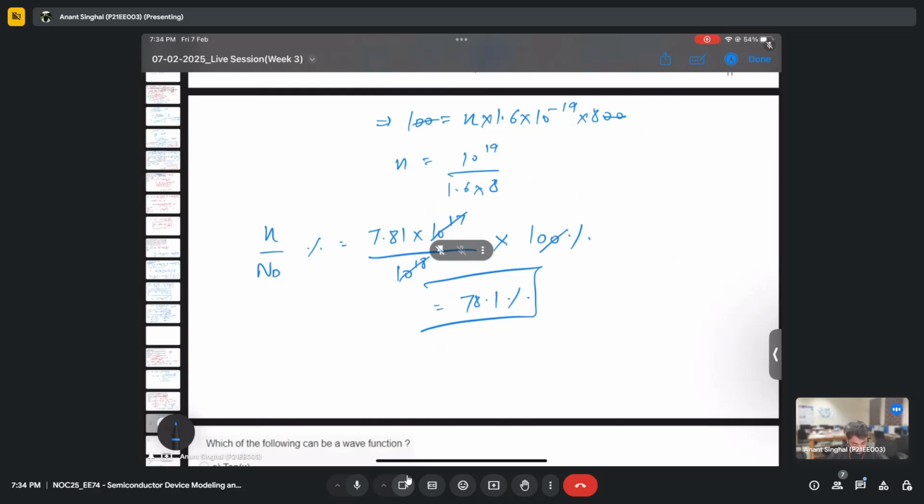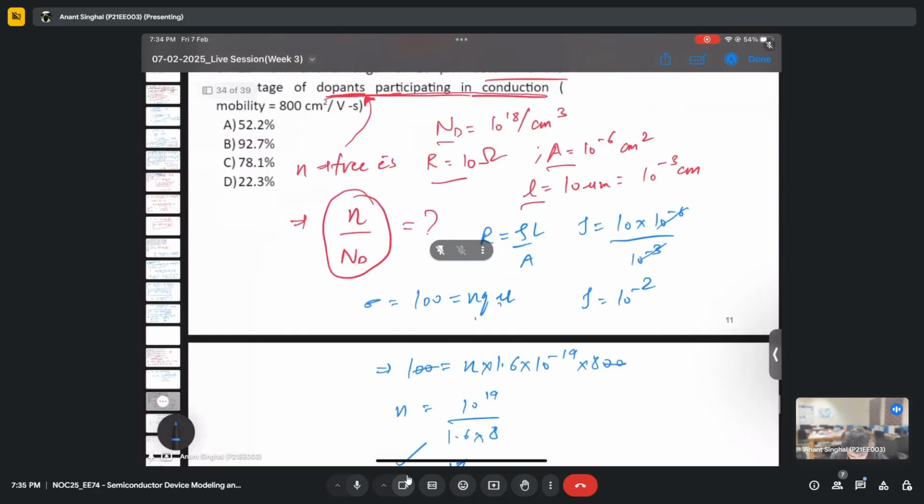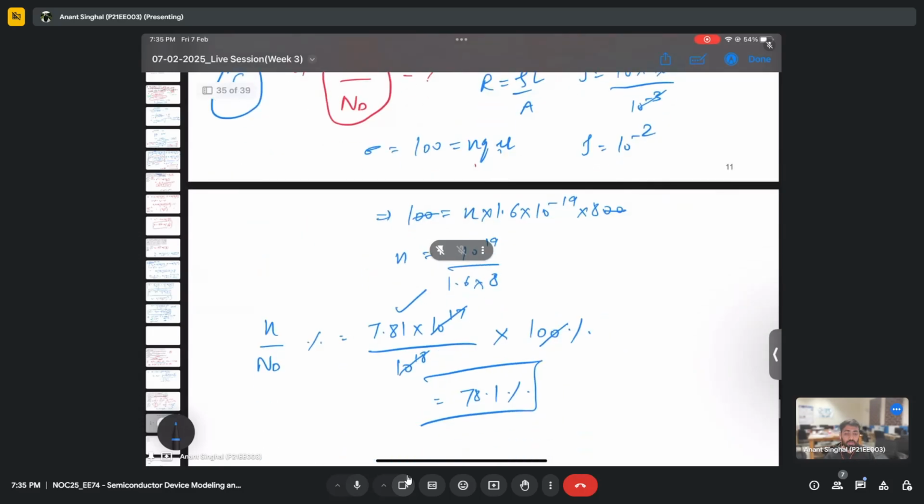I'm not sure about this calculation. Is there any option? I guess the calculation is correct. So 78.1% of the dopants take part in conduction. Any doubts, anyone? Yeah, got it.